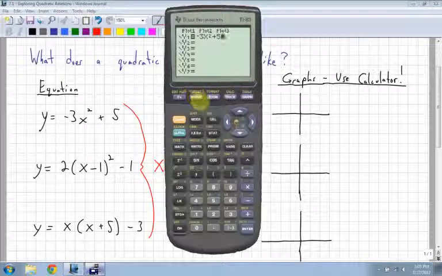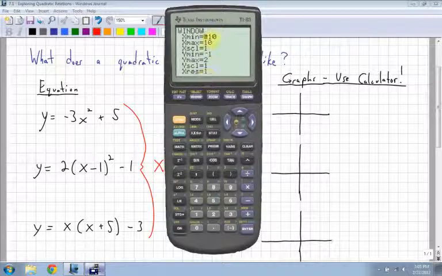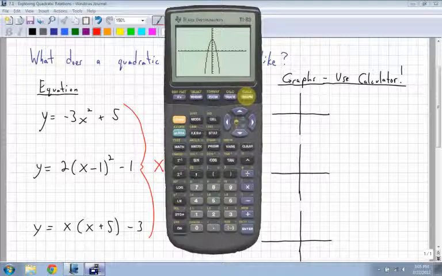You might want to make sure that your window setting is from negative 10 to 10. And if it's not right, you just type it in, press enter. And y max should be 10. And the scale should be 1. Then when you graph it, you can kind of see, okay, that's what it kind of looks like.